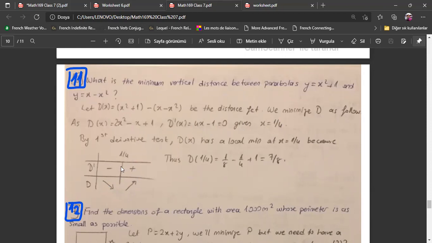So this is a local minimum for this function d, which means that if you plug x equals 1/4 into your function, you will get the minimum value of that function. Okay, so we just do that to find the minimum distance between these two parabolas.